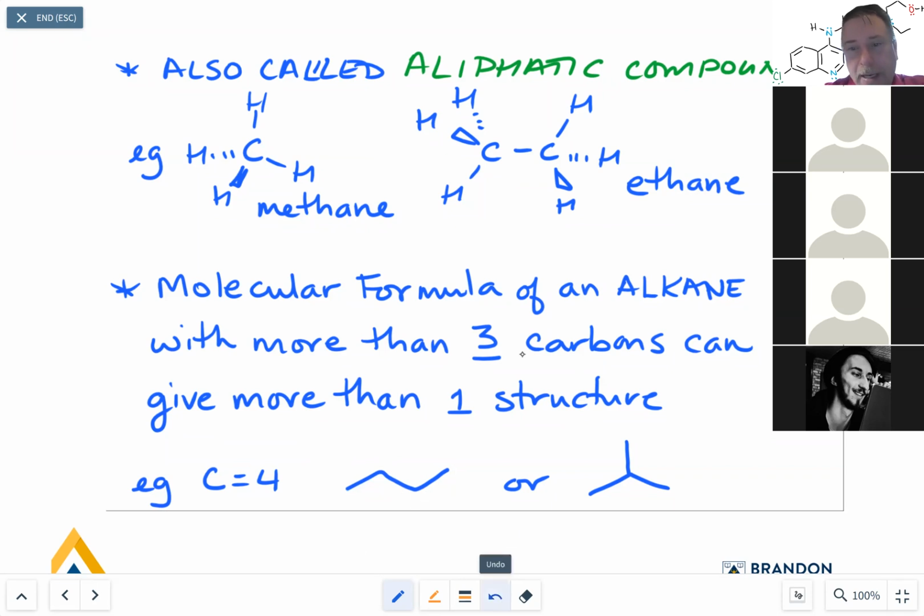You can have just a straight chain structure, and we always draw these straight chain structures as zigzags. The reason organic chemists are really OCD about this is because the zigzag structure helps to visualize the fact that it's tetrahedral. That's basically why we do that. Or, instead of all 4 being in a line, you could connect one of the carbons to the middle.